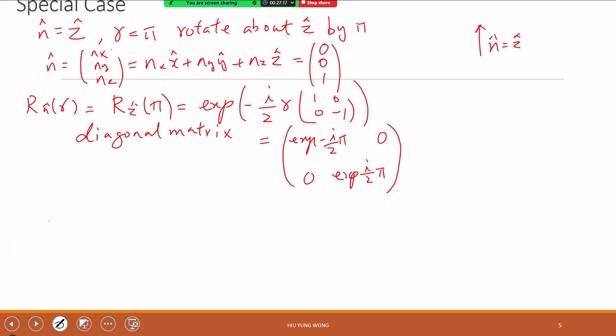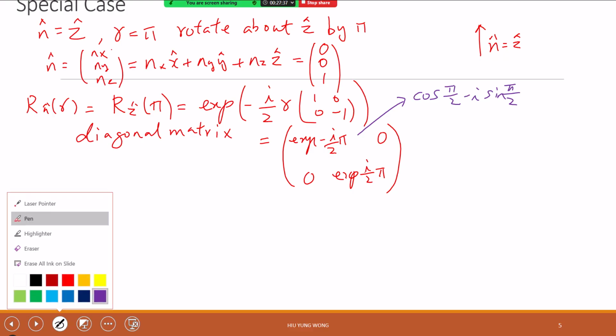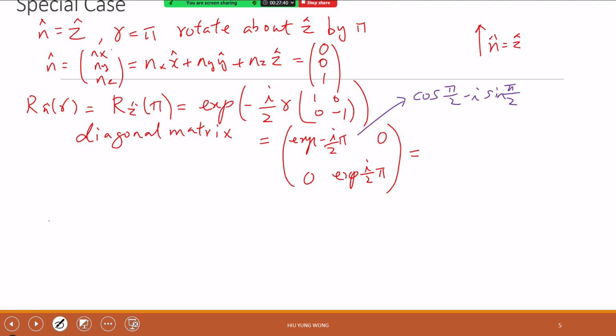If no, then we will continue the evaluation, right? So what is exponential negative i pi divided by 2? This is just cosine pi divided by 2 minus i sine pi divided by 2, right? So this term, because it's pi divided by 2, cosine pi divided by 2 is 0. So the other is just negative i, 0, 0. Okay.